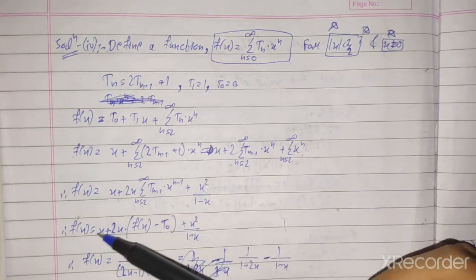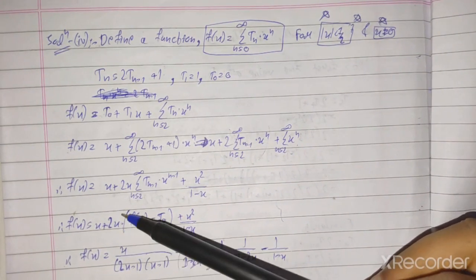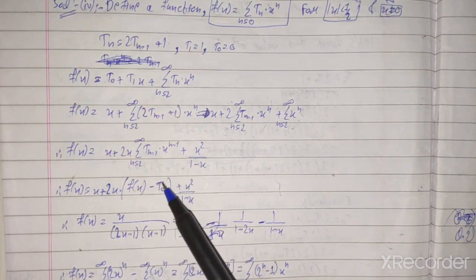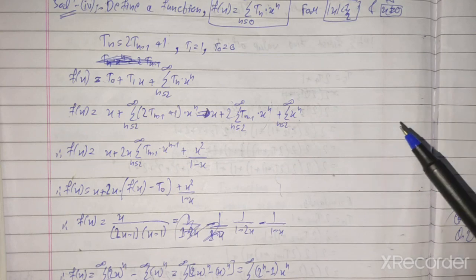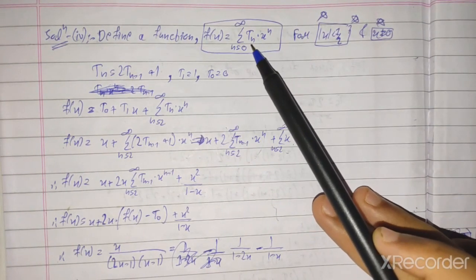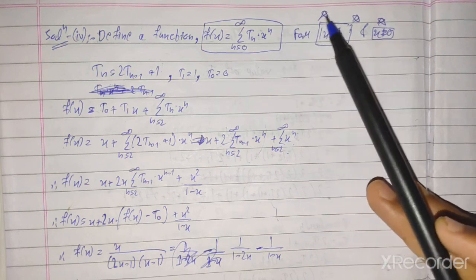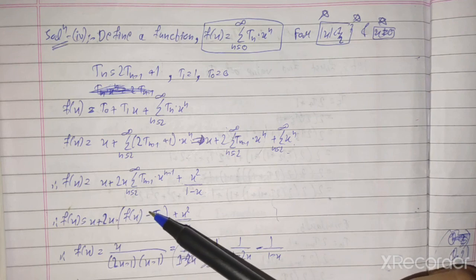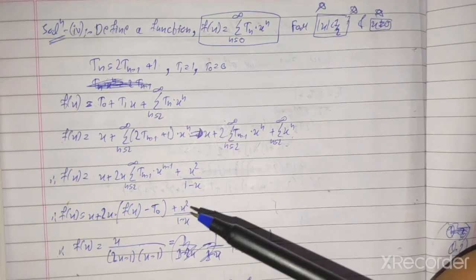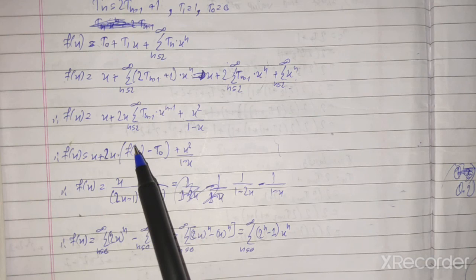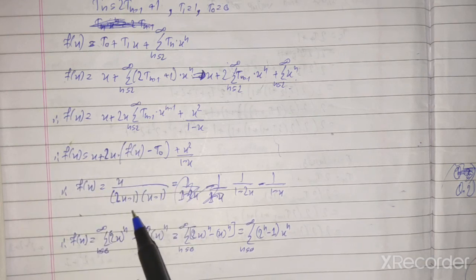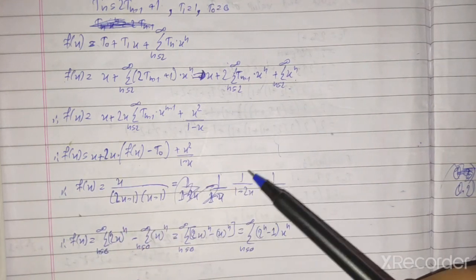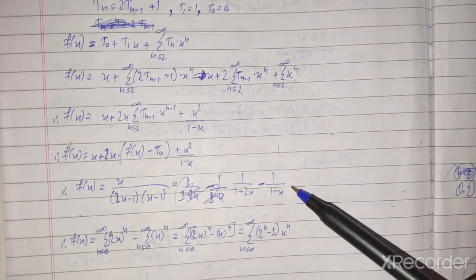Very good. Now f(x) can be written as x plus 2x times this full thing. Notice this is nothing but f(x) minus t0. Why? f(x) was defined to be this, which is nothing but t0 plus t1 x plus and so on, which is the same thing as this. It can be written as f(x) minus t0, and plus x squared over 1 minus x. If you simplify a bit, from here you get f(x) is equal to x over (1 minus 2x)(1 minus x). Upon doing partial fractions, you will get this to be 1 upon 1 minus 2x minus 1 upon 1 minus x.